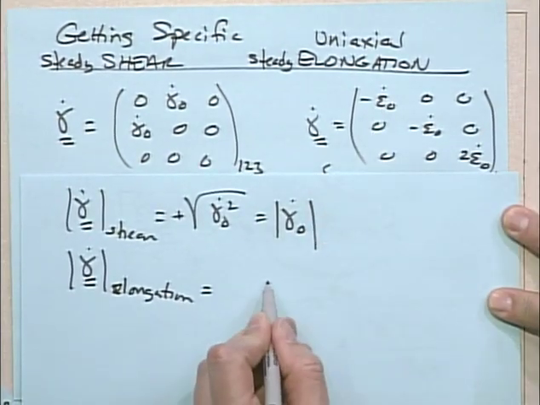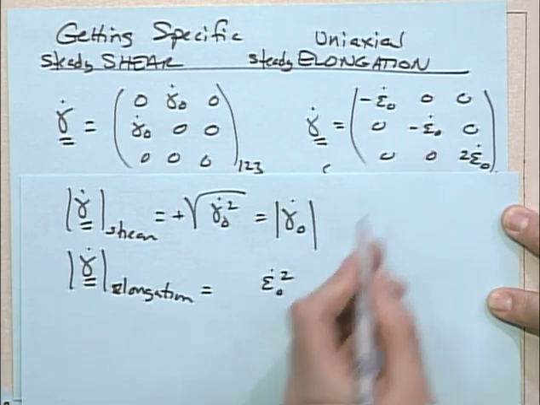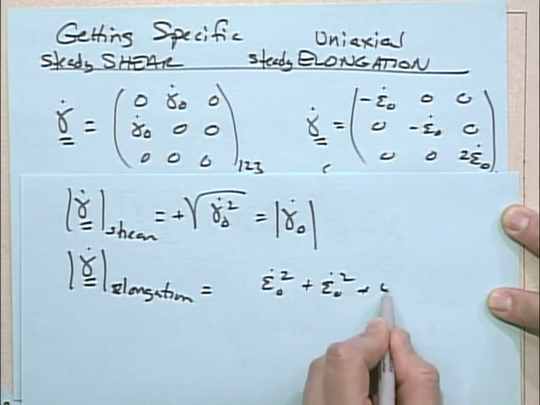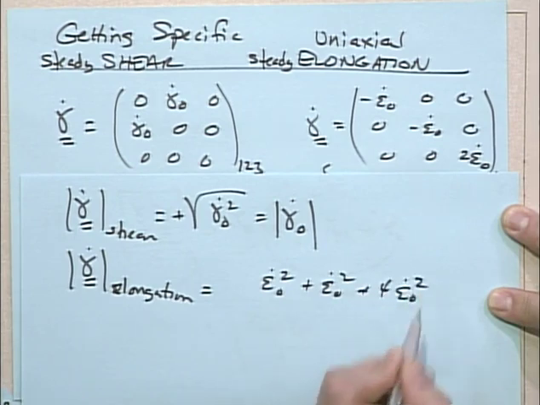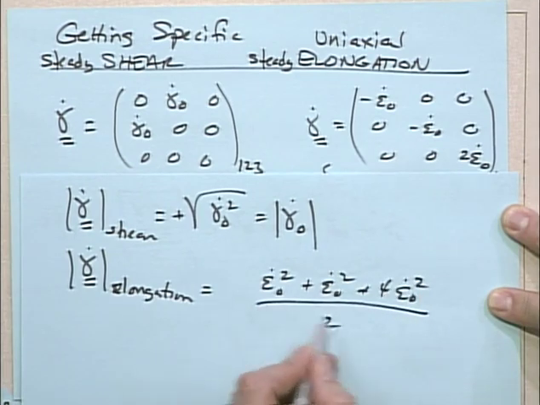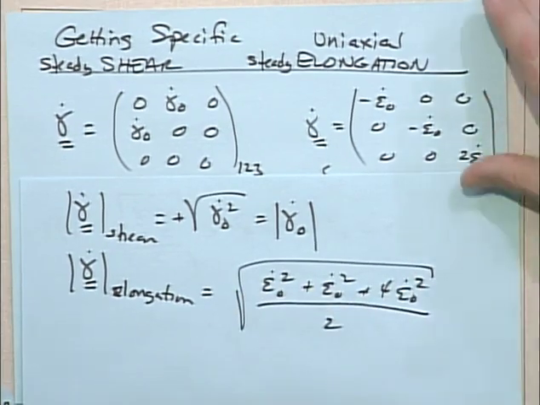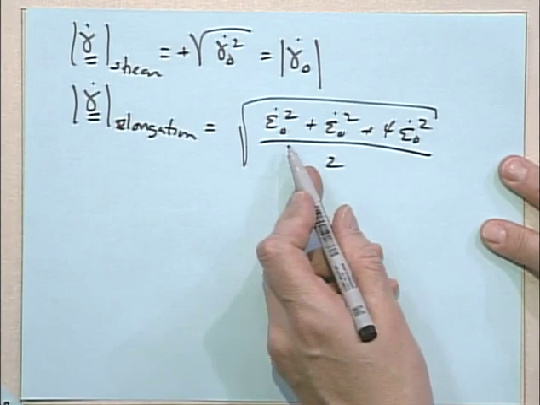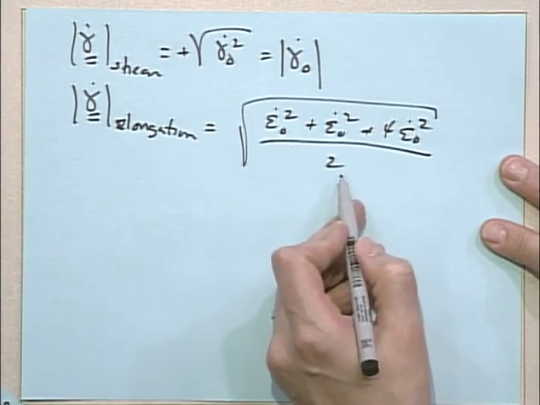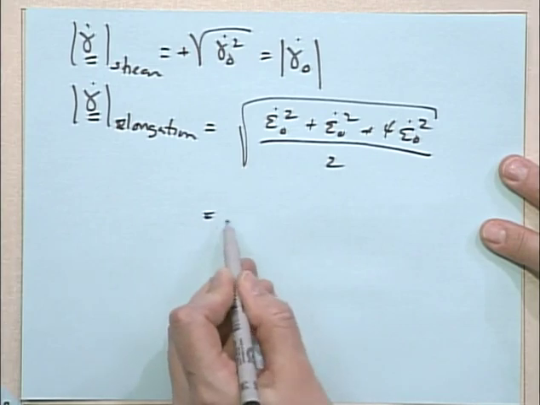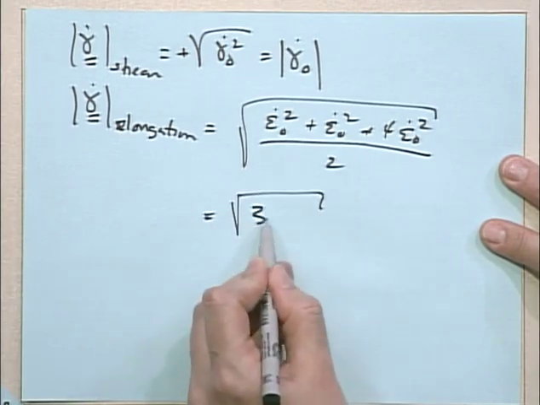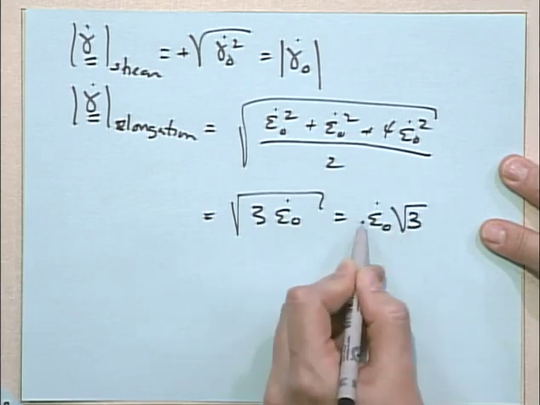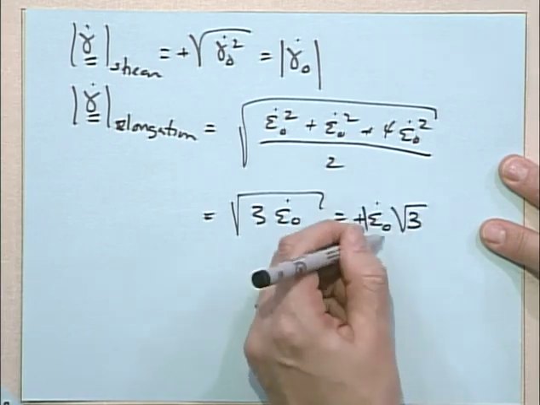Okay? So it's the square of the first, the square of the second, the square of the third, all divided by 2 quantity square root. So that's 6. 6 over 2 is 3. So I get the square root of 3 epsilon dot naught, or I get epsilon dot naught square root of 3 plus. This also has to be absolute value.